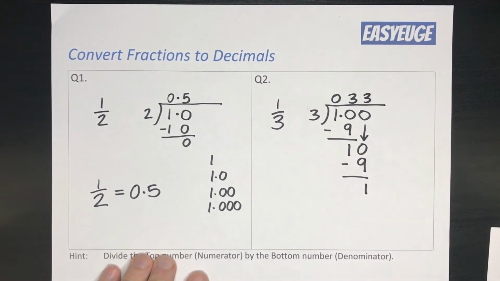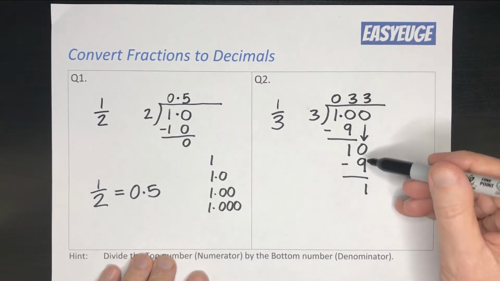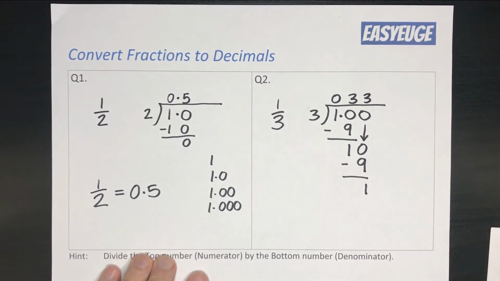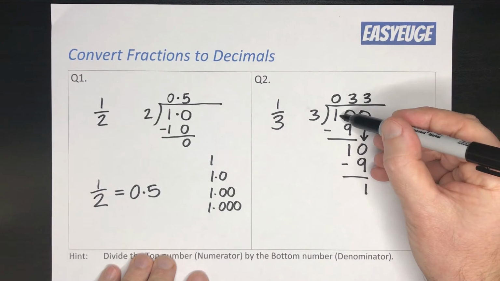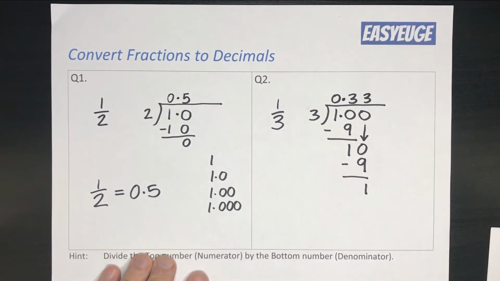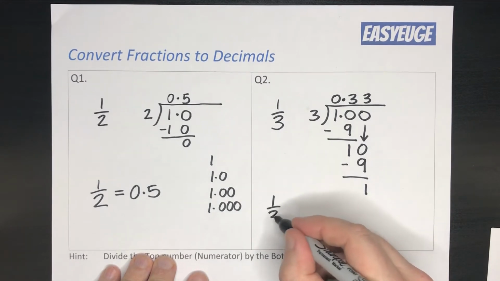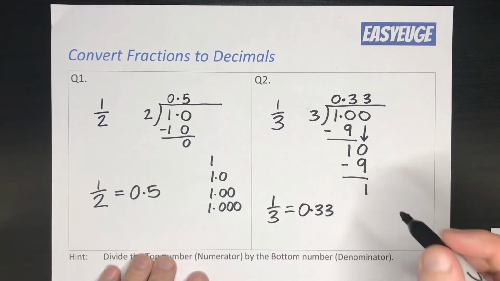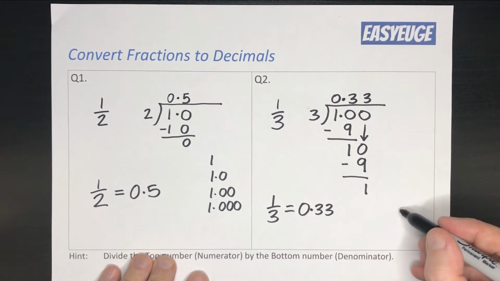And I think I've noticed a pattern. This is going to go on and on forever. So let's finish at this point and we'll just move our decimal place straight up to there. So 1/3 equals 0.33 and these 3s would go on forever.